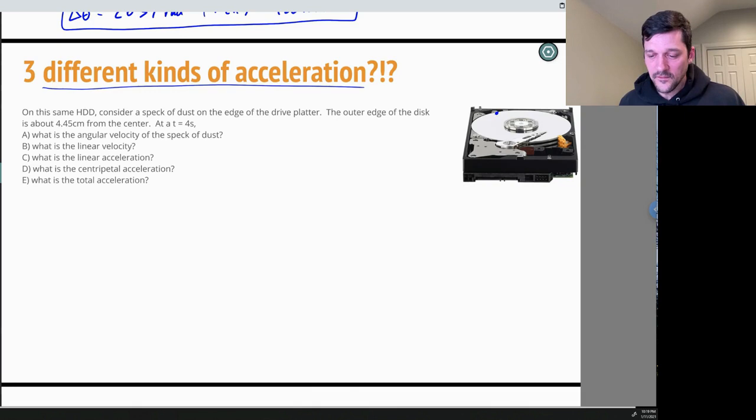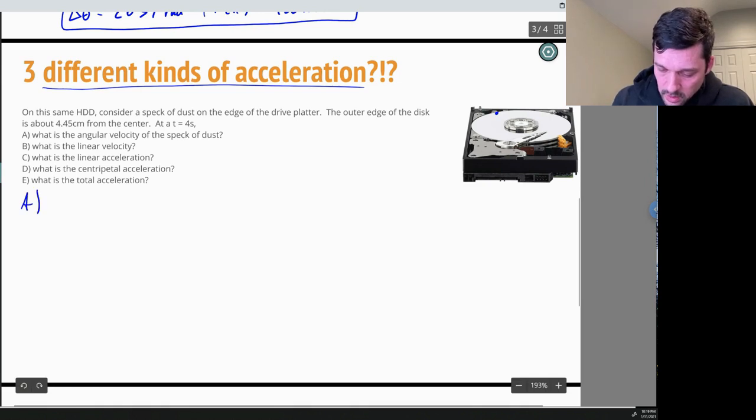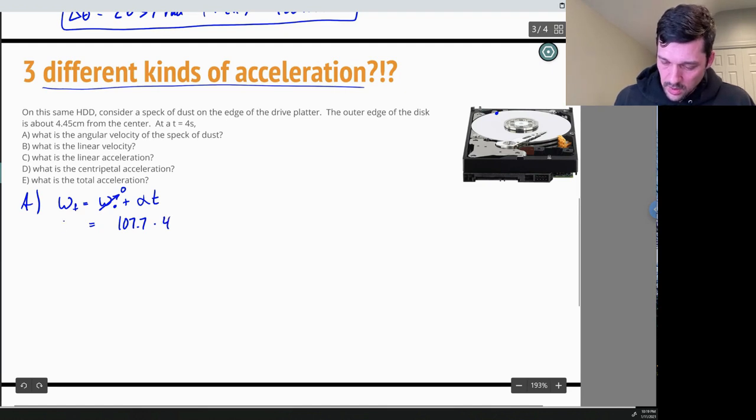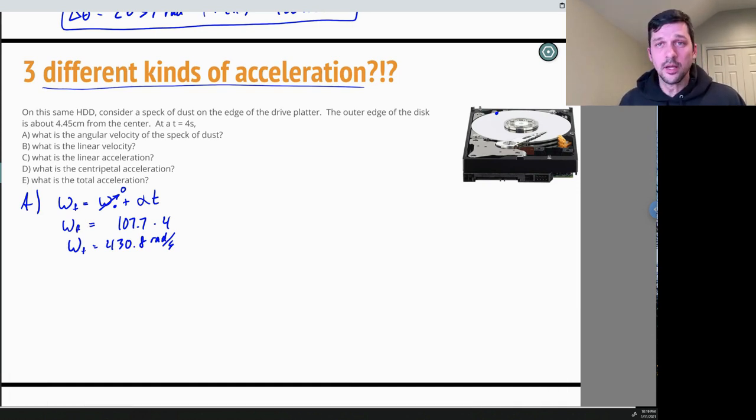So first, what's the angular velocity of the speck of dust at 4 seconds? Well, that would be found using the original angular velocity plus acceleration times time. Oh, look how familiar that is, right? Vf equals Vo plus At. Exactly the same. Well, our original velocity was 0, so we're left with acceleration, which was 107.7 times the time, which was only 4 seconds. So at a time of 4 seconds, our angular velocity is going to be 430.8 radians per second. It's still speeding up at this point, but at this very moment, that's how quick it's spinning.